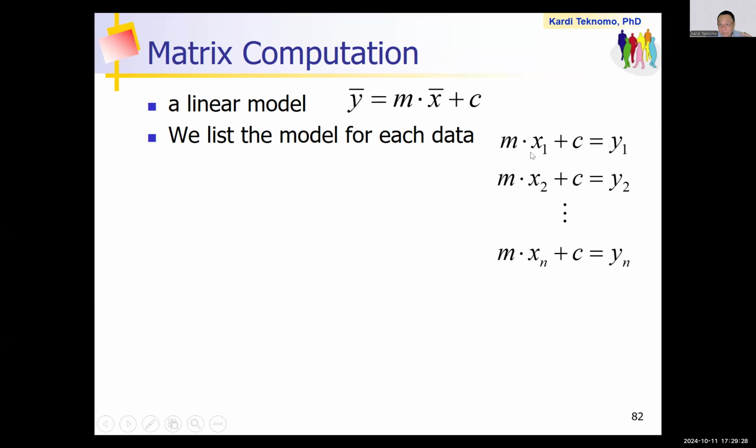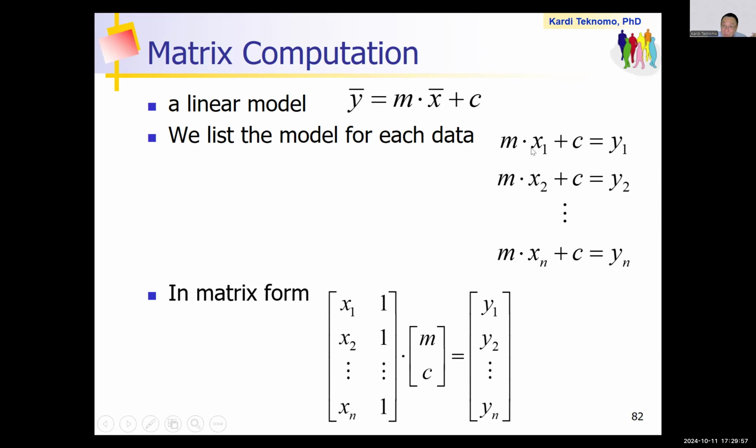Say you have x1 to xn and you have y1 to yn. In this case, the slope m and the intercept c are all the same for each row of the data. So you have n rows. In that case, you can put this into matrix form.